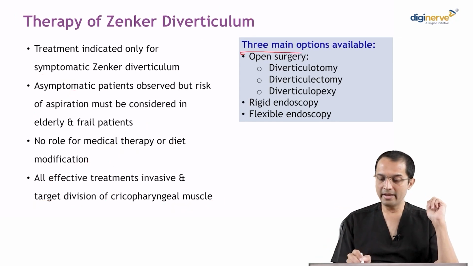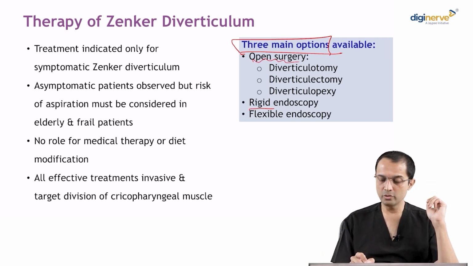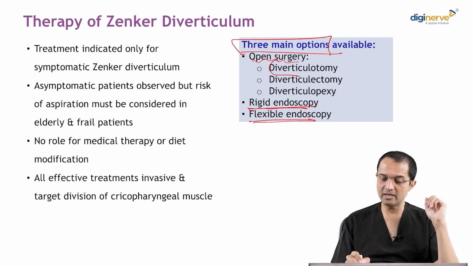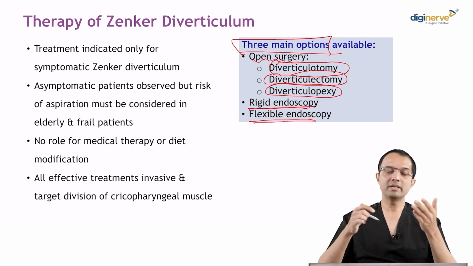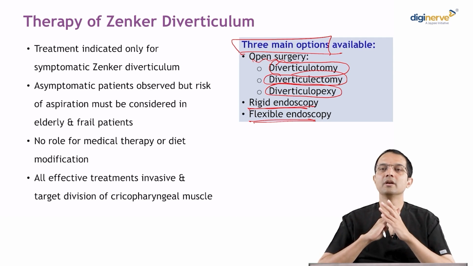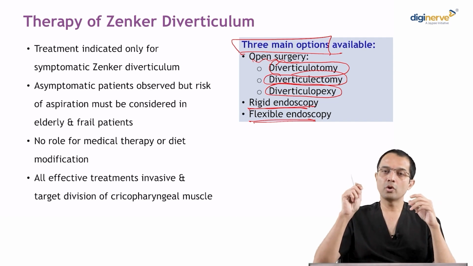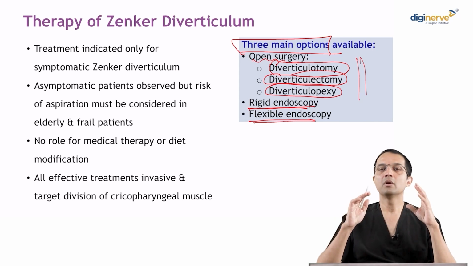What are the main three treatment options for Zenker's diverticulum? You can do open surgery, rigid endoscopy, or flexible endoscopy treatment. The options with respect to open surgery are diverticulotomy, diverticulectomy and diverticulopexy. Diverticulotomy is you cut the septum and open the diverticulum. Diverticulectomy is you cut out the diverticulum, and diverticulopexy is you obliterate the cavity of the diverticulum. So these three are the main options when you are doing open surgery.